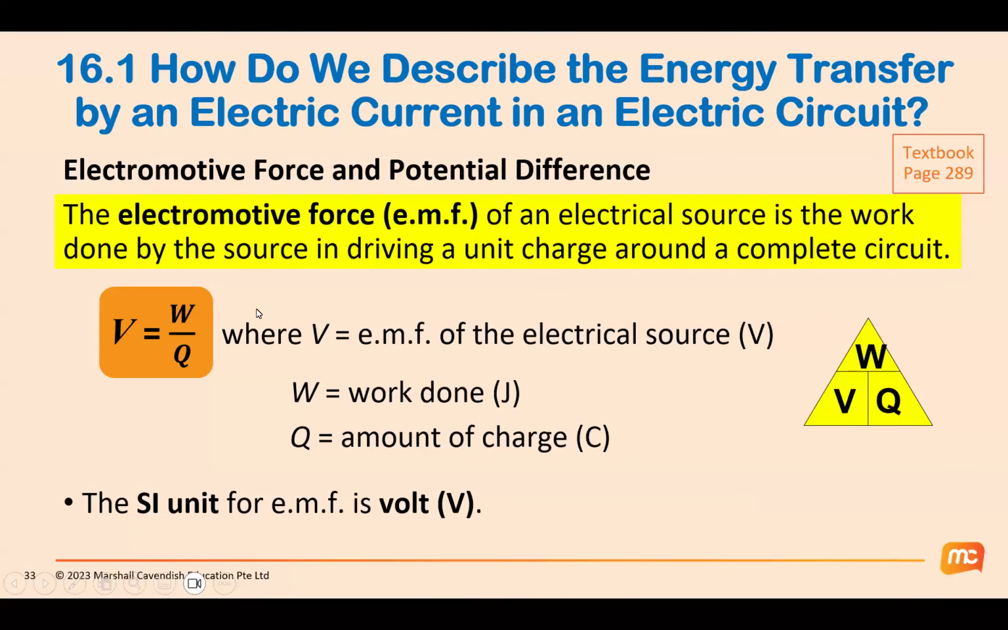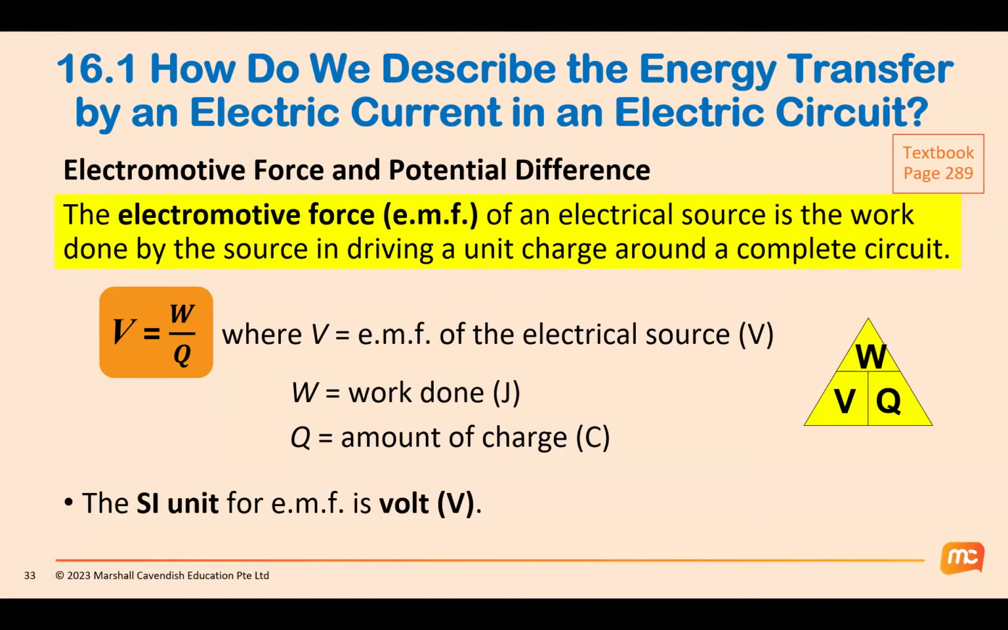Okay, so what exactly is electromotive force? In short, we call it EMF. It usually refers to the source, okay, not a component, but a source. In this case, usually it's our battery. The battery is the source that gives it the energy for it to move throughout the entire circuit. So the electromotive force, EMF, of an electrical source is the work done or the energy given by the source to drive a unit charge, which is 1 coulomb, around the whole circuit, because the battery needs to have sufficient energy for the charge to move across the whole circuit.